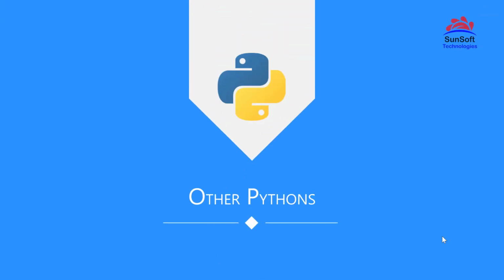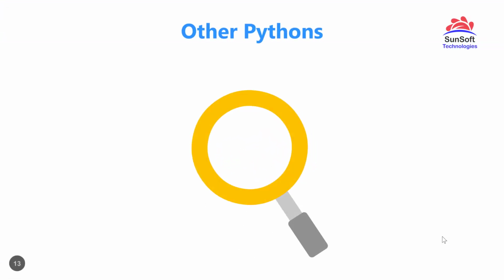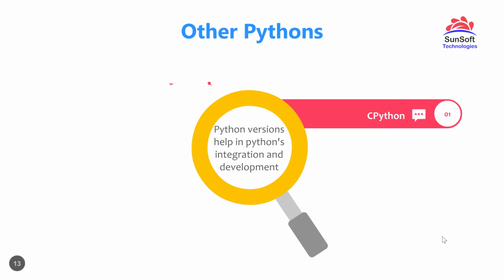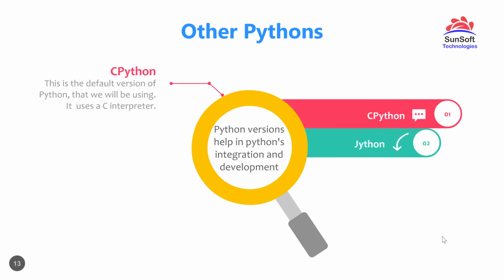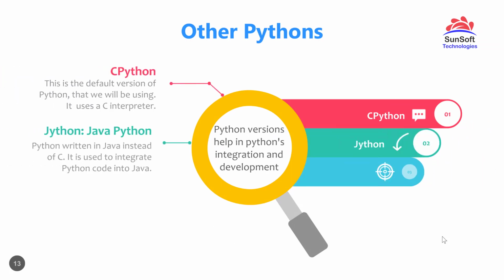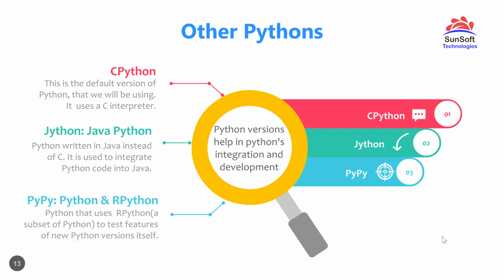Other Pythons. Python versions help in Python's integration and development. So we have several other Python versions as well. So CPython. Now this is the default version of Python that we will be using. It uses a C interpreter. This is maintained by the Python Software Foundation. All other versions of Python should follow the standards which are set by the PSF.